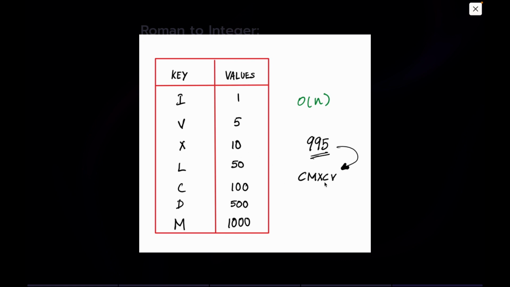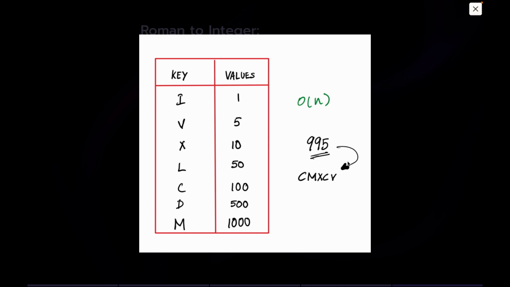But what we have got now? C. Again a bigger value than X. So what we can do now is subtract 10 from 100. We have got 900 by subtracting 100 from 1000. Now we have got 90 by subtracting 10 from 100. So adding them up, we have got 990. Then we have got V. Straightforward, we got 5. So it's 995.